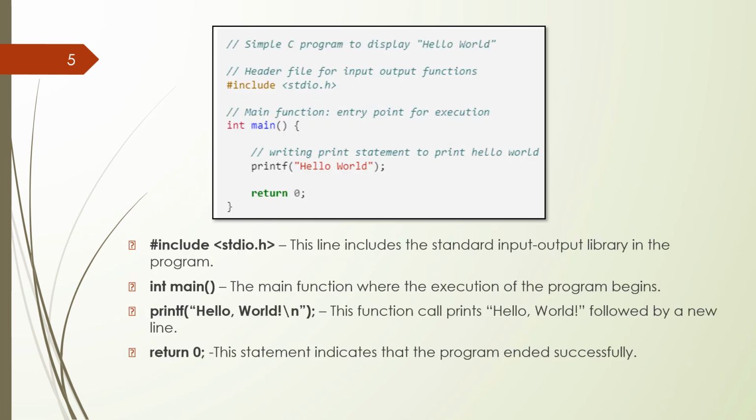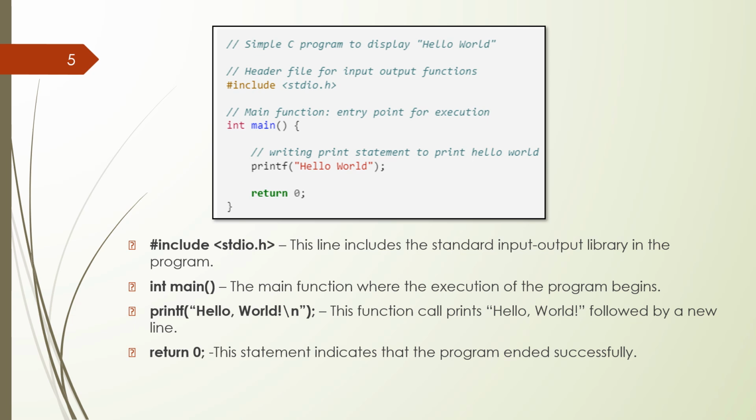For example, this is just a sample C program to display hello world. The first line of this program is #include <stdio.h>, which is the header file required for the input output functions. Then you have to write int main with the circular brackets and an opening curly bracket. Then you just write printf hello world and return 0. Now we'll see the meaning of each line.